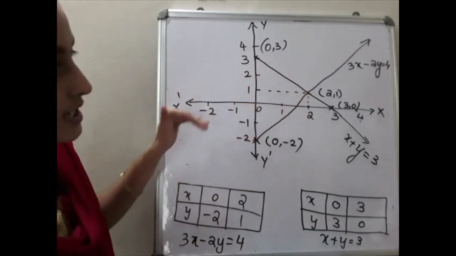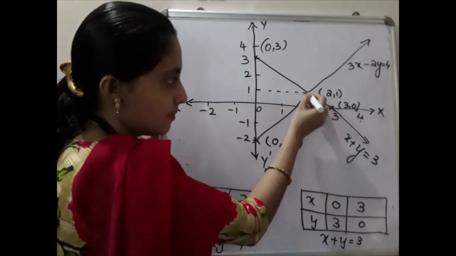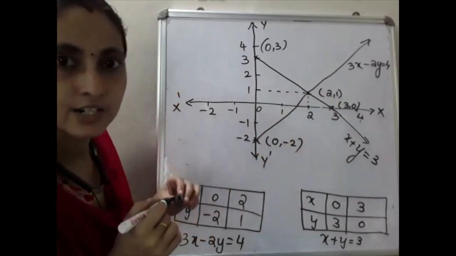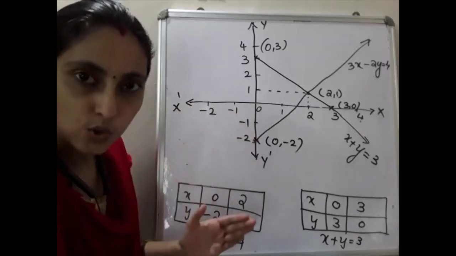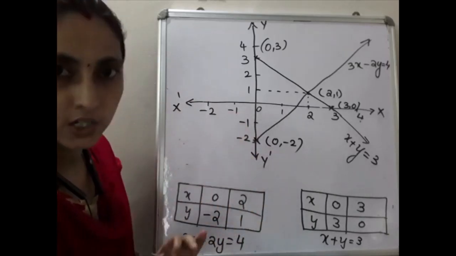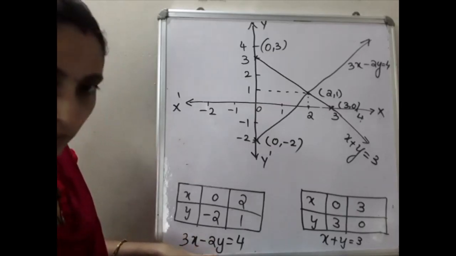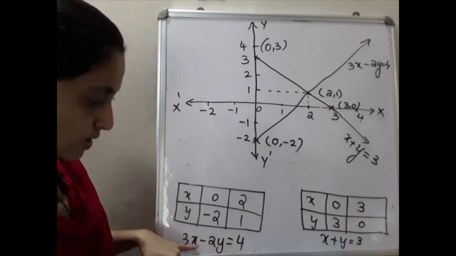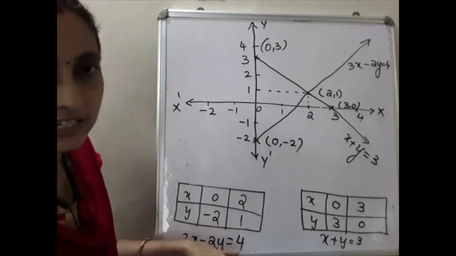So can you say which is the intersection point here? Both the lines meet at this point. So that point you already wrote here. What is that? (2, 1). That (2, 1) is the solution of these two equations. If you substitute here 2 and here 1: 3 into 2, 6; 6 minus 2, you got the answer as 4.